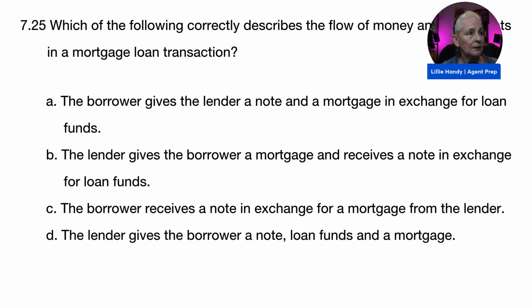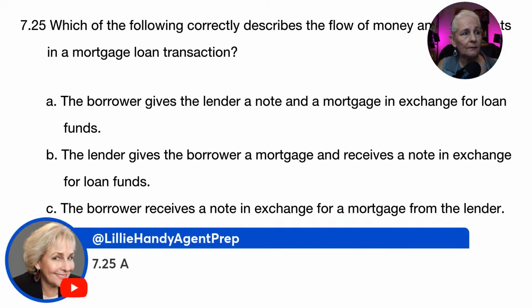725. The answer for 725 is A. The borrower gives the lender a note, the promissory note, which is not recorded, and a mortgage or a deed of trust in exchange for the loan funds. The lender doesn't give the borrower a mortgage. They give him a loan, okay?